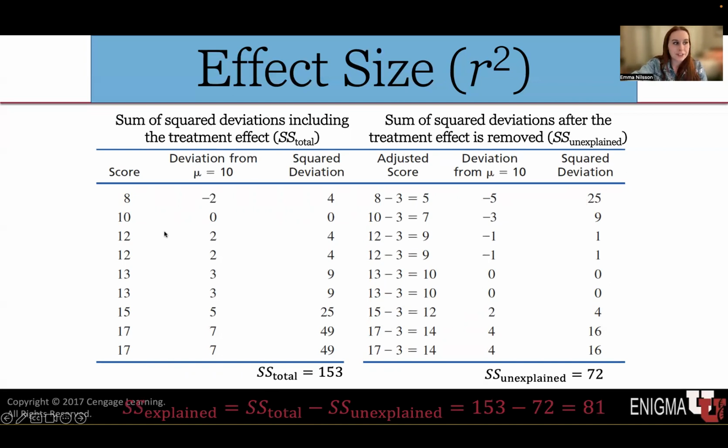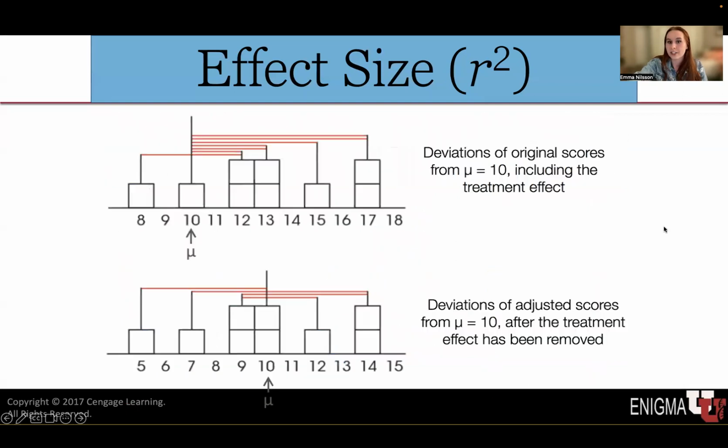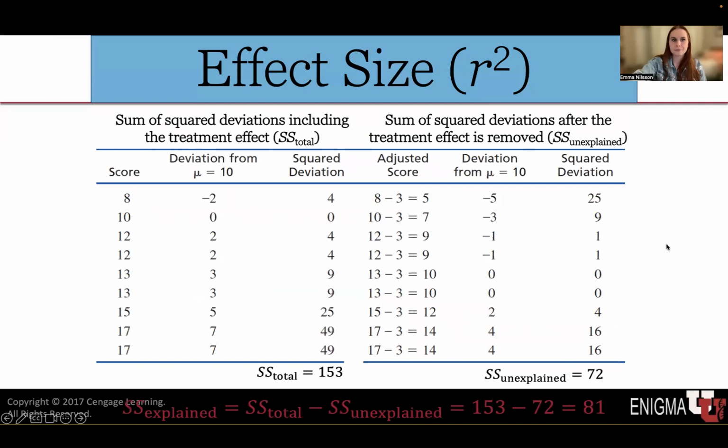So this left-hand side represents the top graph, the original. The right-hand side represents when the treatment effect has been removed, or the bottom graph. Notice that this is going to represent the total variability, right? We take the score, take the deviation from the mean, square it, and add it together, and we get the total variability, which is 153. However, when we do the same calculations after our treatment effect is removed, this minus 3 here, we get 72.